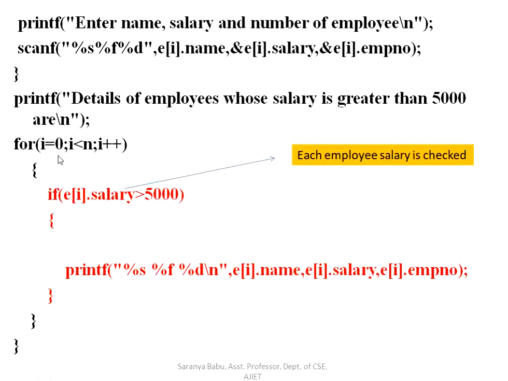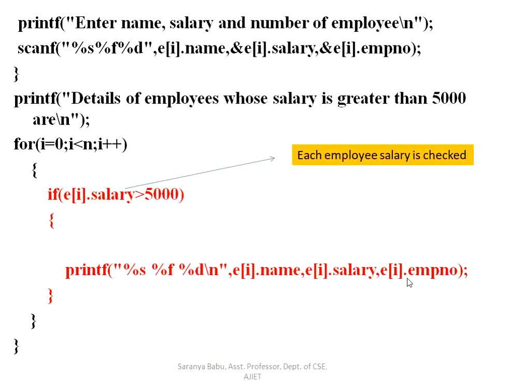If e[i], when i is equal to 0, I am checking whether e[0].salary is greater than 5,000. When i is equal to 1, I am checking whether e[1].salary is greater than 5,000. When i is equal to 2, I am checking e[2].salary is greater than 5,000. If any of its salary is greater than 5,000, print that particular person's name. How will you print it? e[i].name, e[i].salary, e[i].employee number. So if any person's salary is greater than 5,000, print that person's name, salary and employee number.